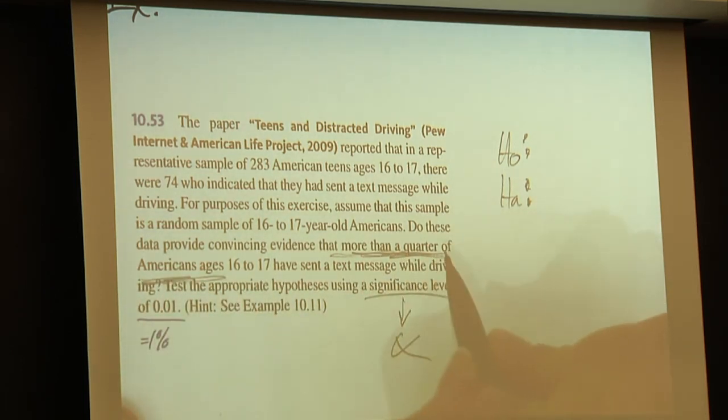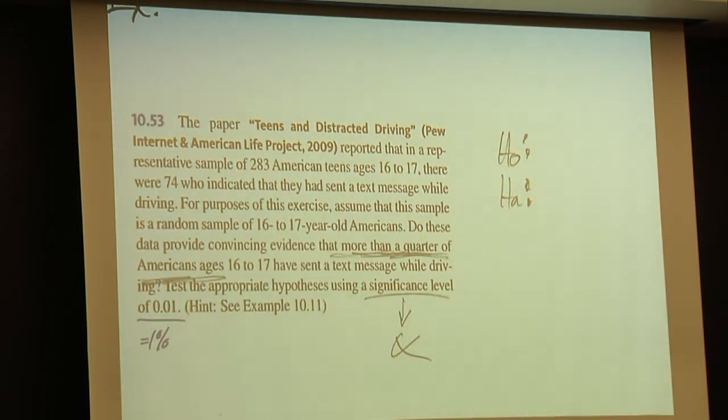So they want to know more than a quarter of Americans. A quarter is a percentage. 25% of Americans. 38% of Americans. 78% of Americans. Whatever it is, a proportion is always between 0 and 1, right? Just like our probability values. And it's just representing a fractional amount.